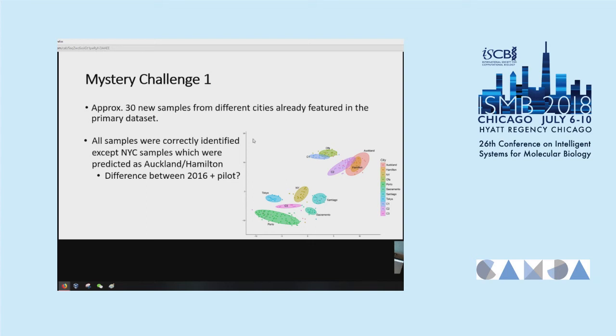I believe that this was because of the difference between the 2016 collection and the pilot, because the pilot samples clustered closer to New Zealand, whereas the 2016 samples formed a discrete cluster further down, closer to Sacramento and Santiago. And those are marked there with the arrows.